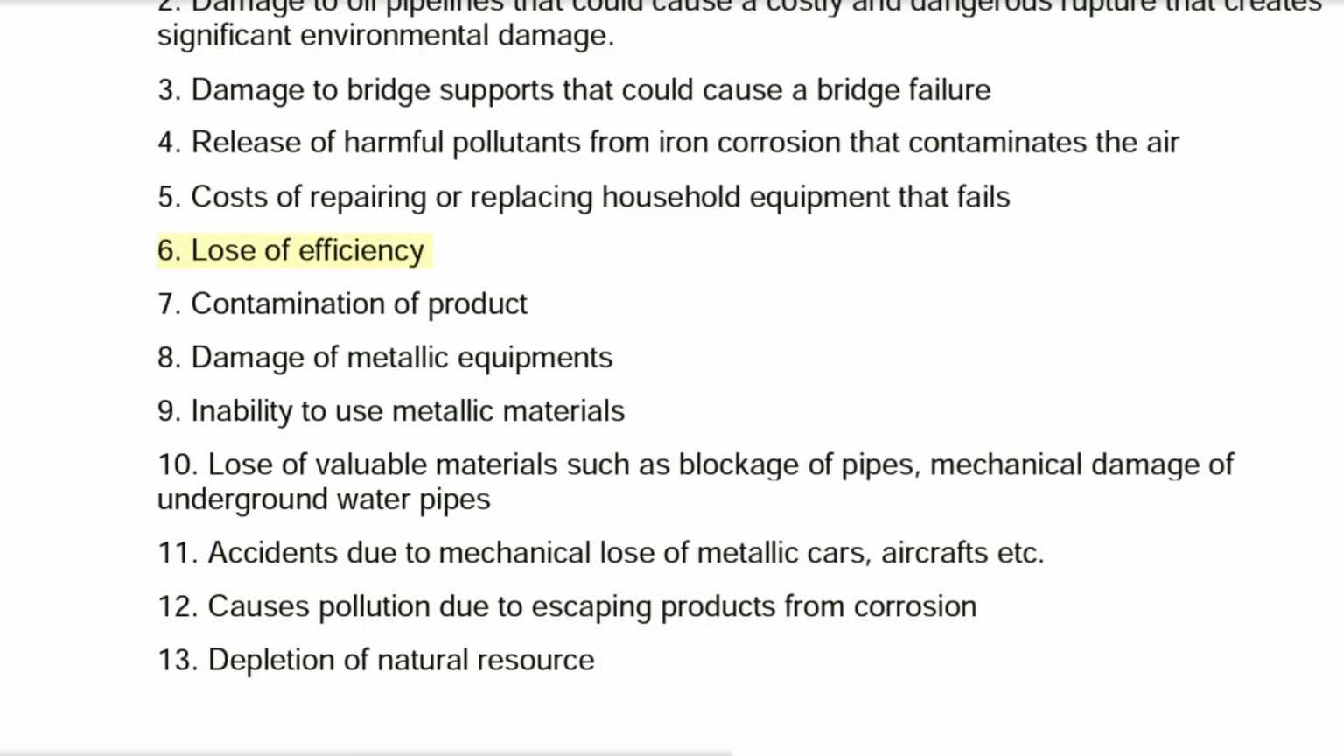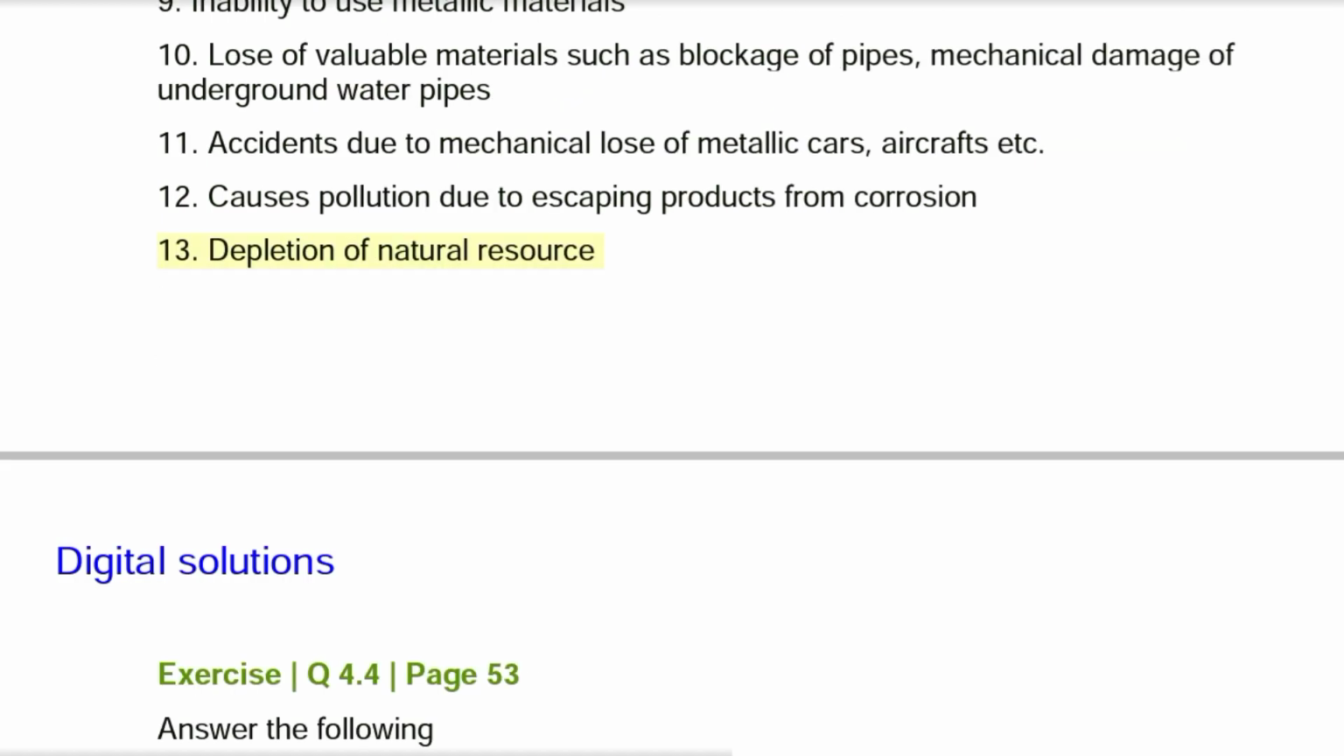6. Loss of efficiency. 7. Contamination of product. 8. Damage of metallic equipments. 9. Inability to use metallic materials. 10. Loss of valuable materials, such as blockage of pipes, mechanical damage of underground water pipes. 11. Accidents due to mechanical loss of metallic cars, aircraft, and such. 12. Causes pollution due to escaping products from corrosion. 13. Depletion of natural resources.